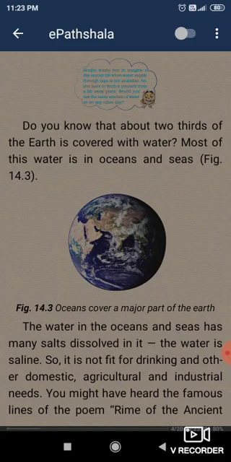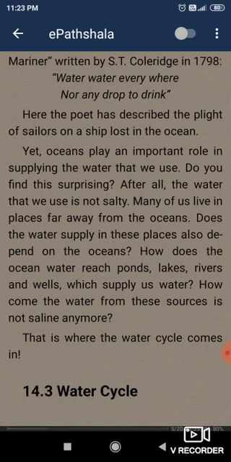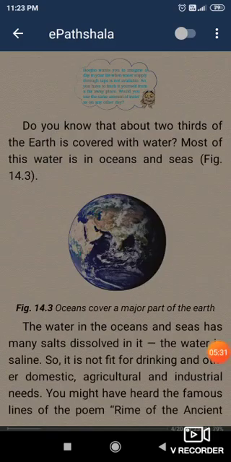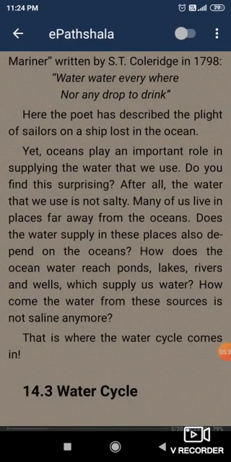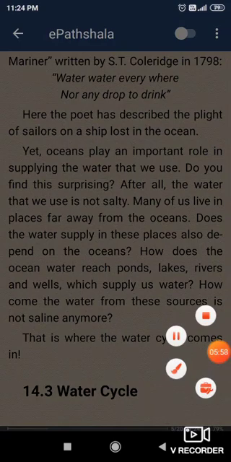You might have heard the famous lines of the poem Rime of the Ancient Mariner, written by S.T. Coleridge in 1798: Water, water everywhere, nor any drop to drink. Here the poet has described the plight of sailors on a ship lost in the ocean. Yet, oceans play an important role in supplying the water that we use. Do you find this surprising?